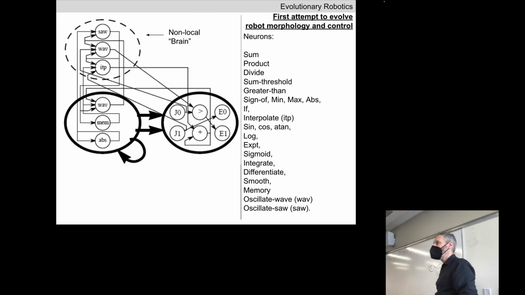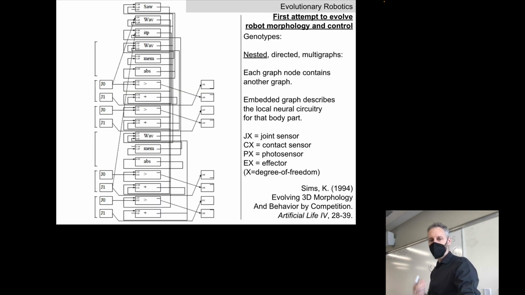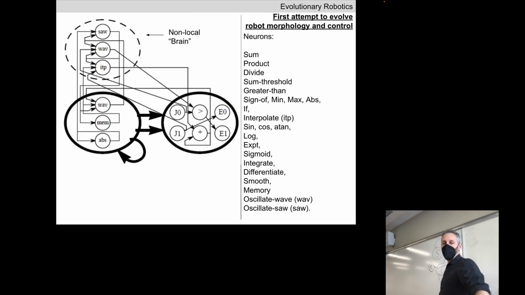This seems like a kind of arbitrary design decision. I'm not sure what Sims was thinking about how that would help, but there it is. Okay. All right, so we have some local neural structure that is inside each of these greater nodes.